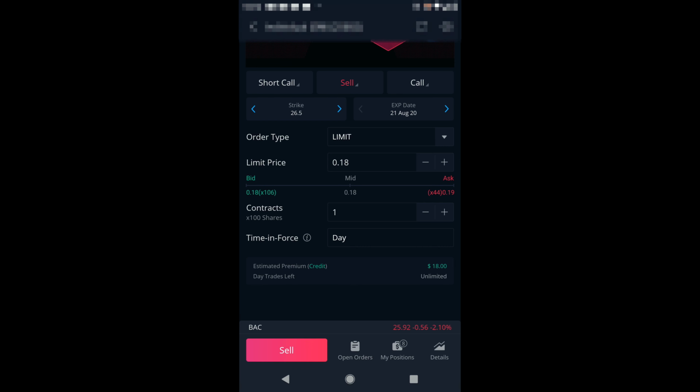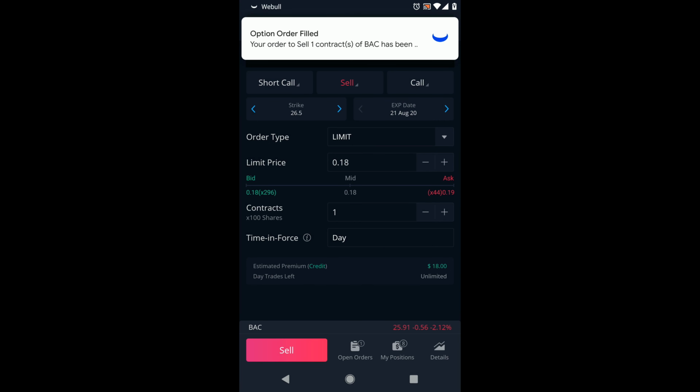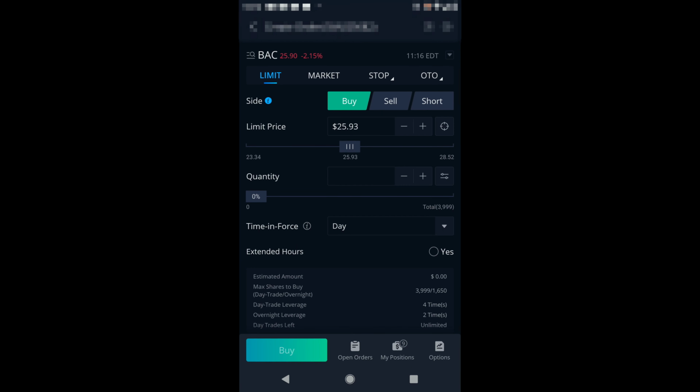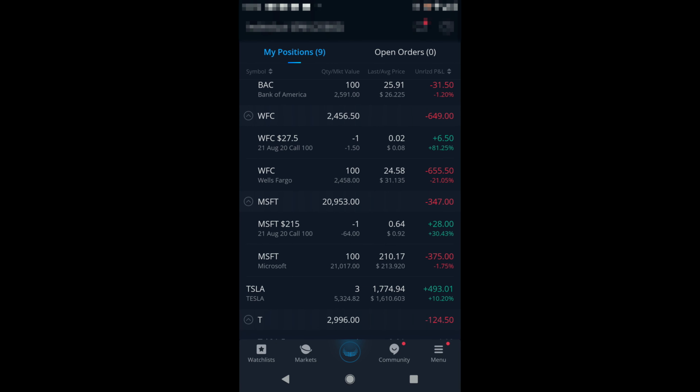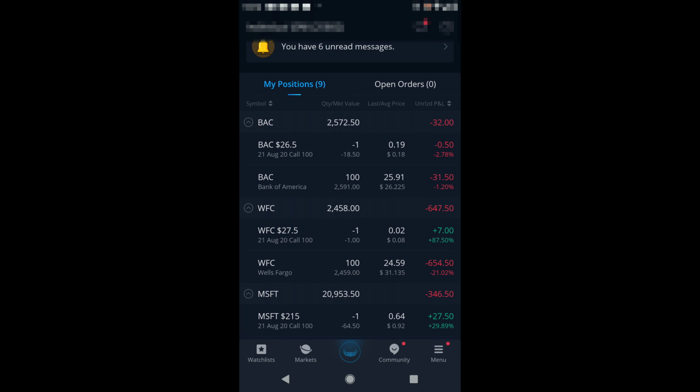So at this point, we click sell. Double check your info. We are good to go. Click confirm, and then you'll see that our contract was filled. If we go back over here to the very beginning, you'll see that we should have a Bank of America covered call. So now we have a Bank of America covered call of $26.50 as our strike price. It will expire August 21st, and our premium we collected was $18. So right now we haven't gained or lost any money percentage wise, but we'll just keep this throughout.